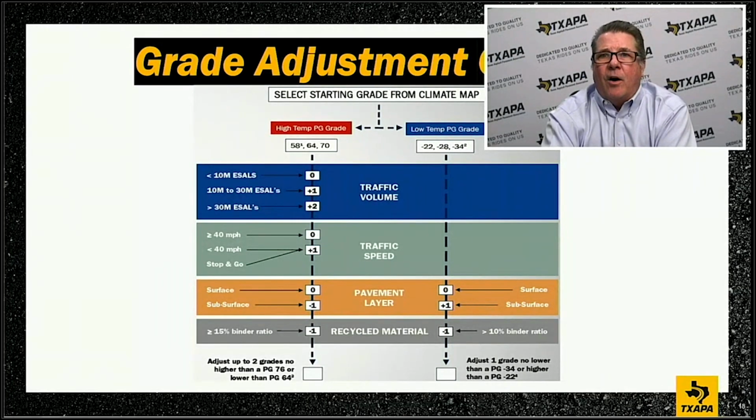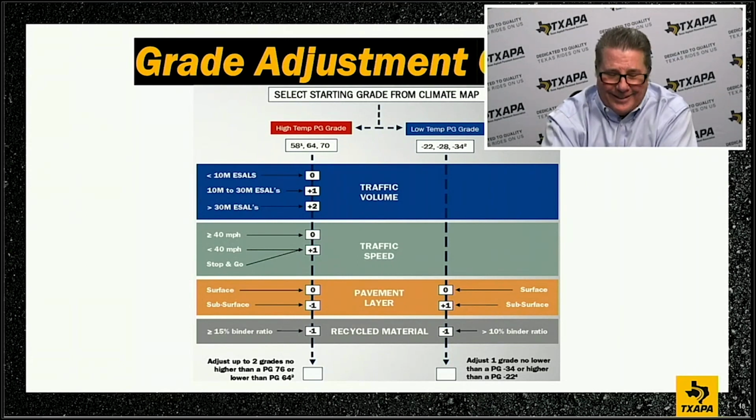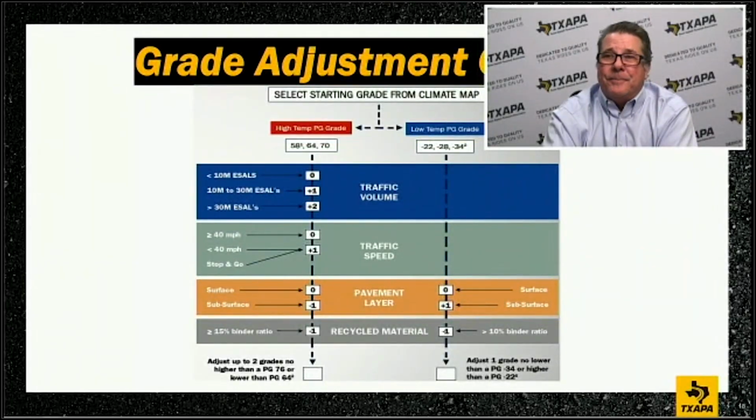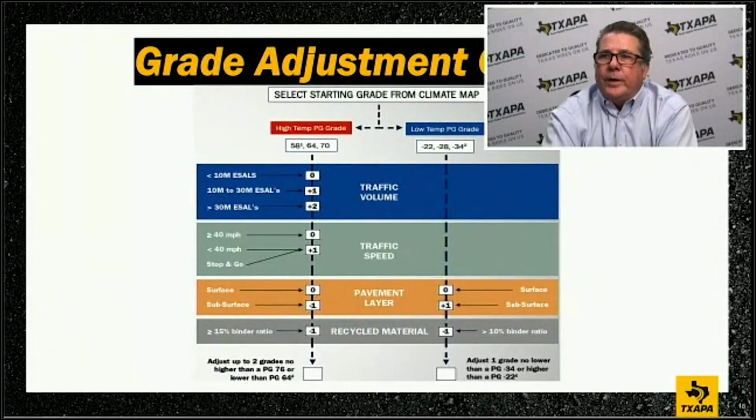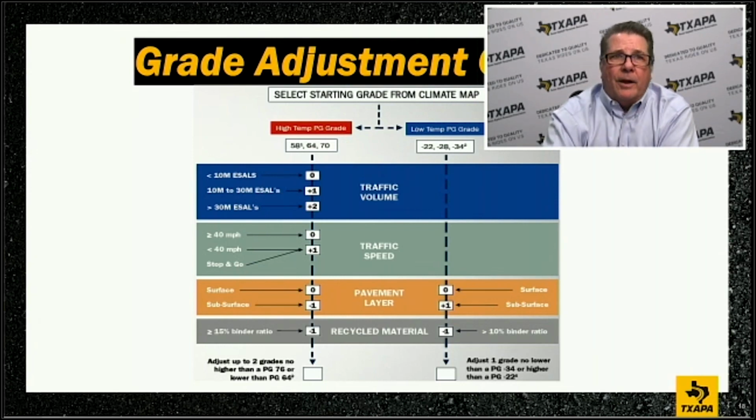The traffic volume. Now, this is the projected traffic volume that you're designing for. It's not the volume that's happening today, because we know that it's going to get worse. Absolutely. So we're going to project. If you have between 10 million and 30 million ESALs, you're going to go up one grade. We're starting at a 64, so we go up to a 70, right?